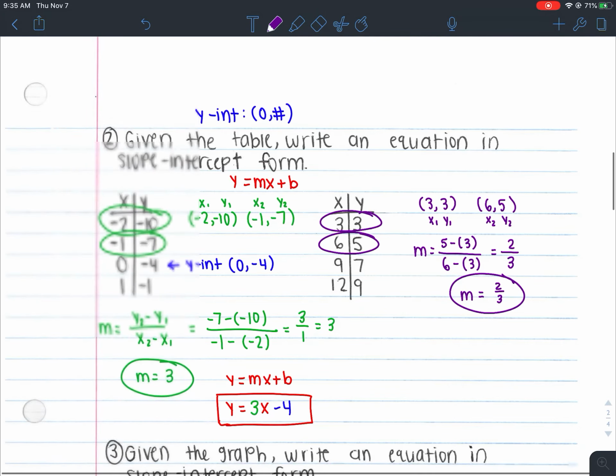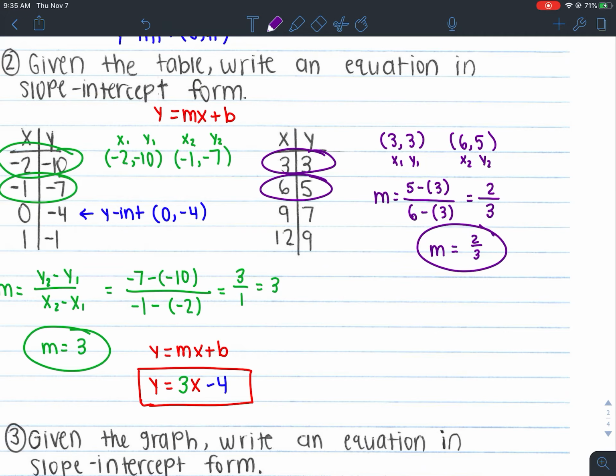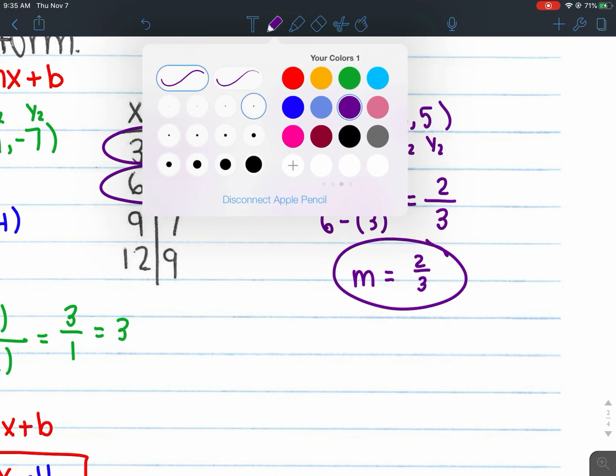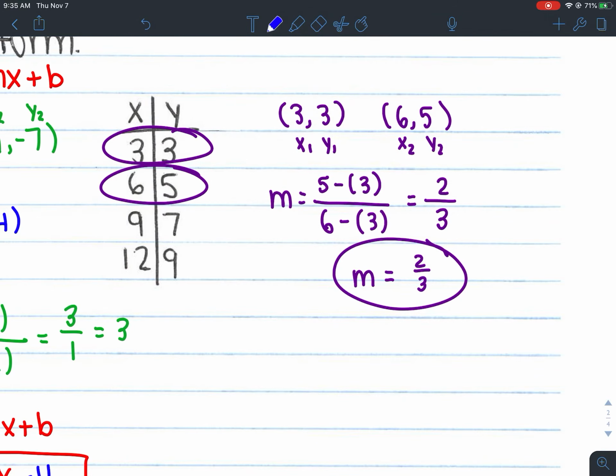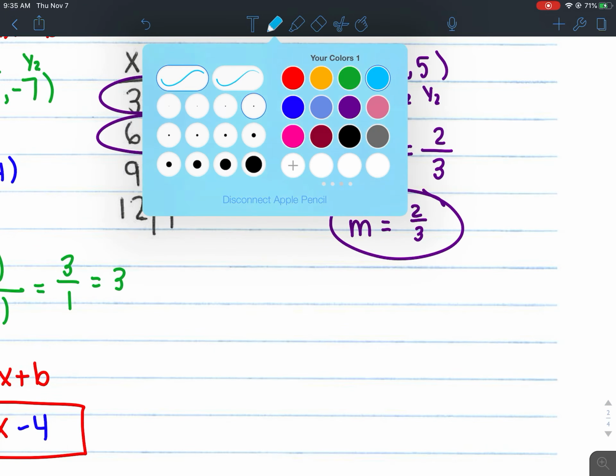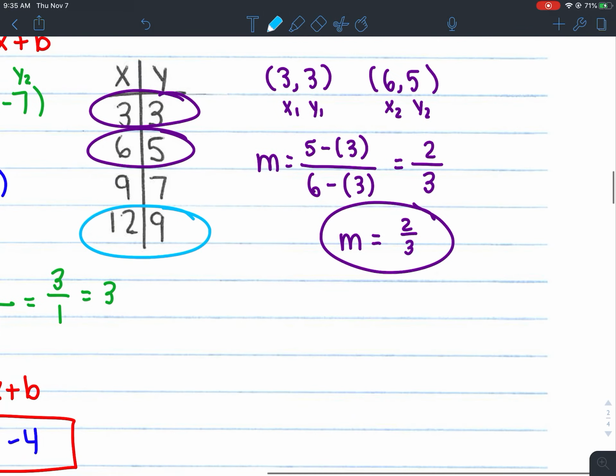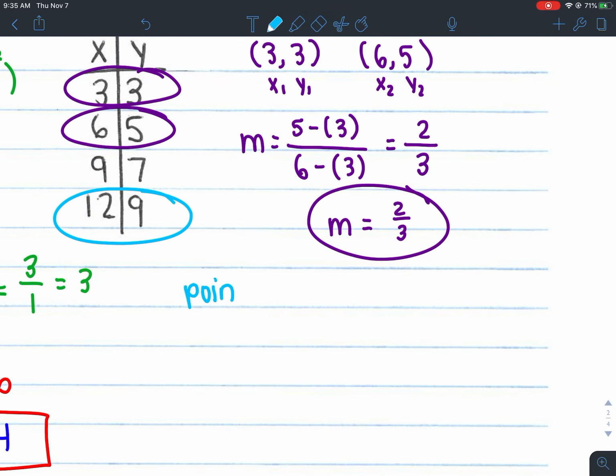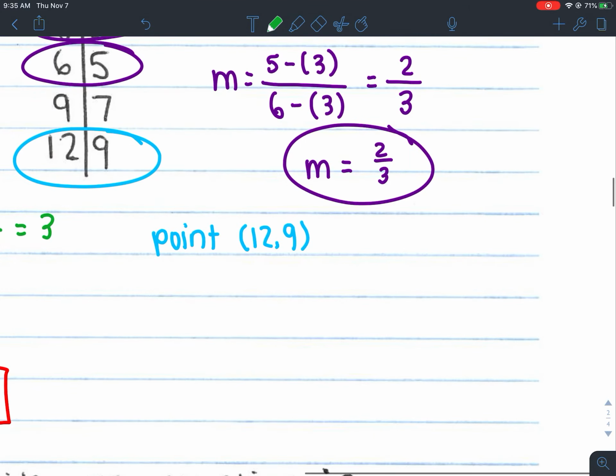But is this what it wanted me to find? No, right? We want to keep going. It wants a slope-intercept form. It doesn't give me a y-intercept, so I'm going to have to go to point-slope form. Point-slope form, remember, we need a point and a slope. And it doesn't matter what point we pick. So I'm going to go ahead and pick the last one. Let's pick that as my point. But you can pick any point. It does not matter.